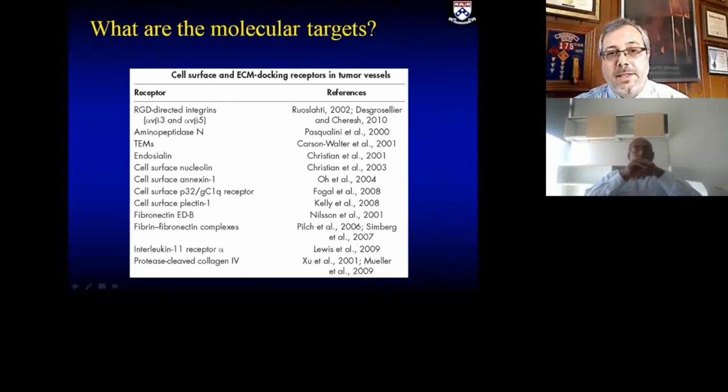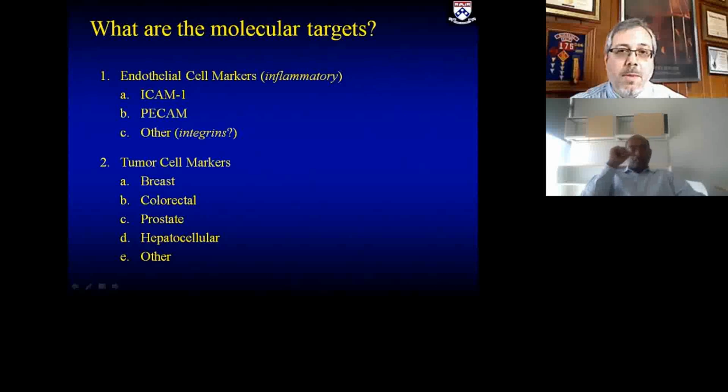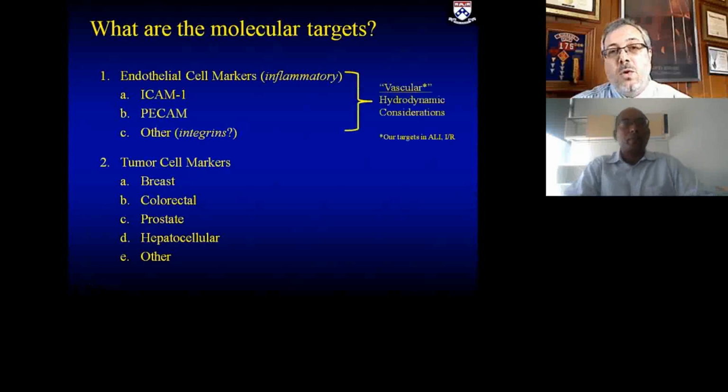Similarly, there are many different molecular targets. So here's a partial listing of different molecular targets. And for our purposes, we would divide them into two categories, really. Endothelial cell markers, which are primarily markers of inflammatory diseases. So intercellular adhesion molecules such as ICAM1, PECAM, others which might include integrins. And then, of course, there's enormous interest in treating cancer this way, so the tumor cell markers for a variety of different cancers that have already been identified.